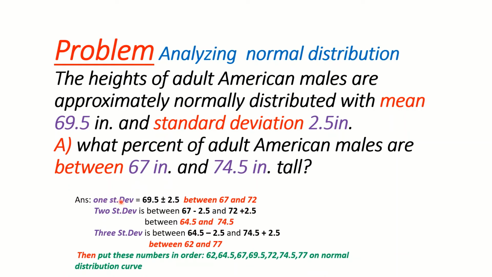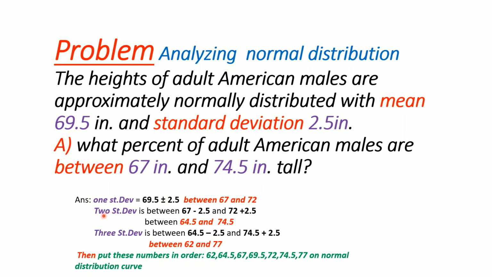One standard deviation, we know it is 69.5 plus or minus 2.5. Since the mean is 69.5, we need to add 2.5, which is the standard deviation, or subtract 2.5 to the left. So it will be between 67 and 72. To the right of the mean, it is 72. To the left of the mean, 67, within one standard deviation.